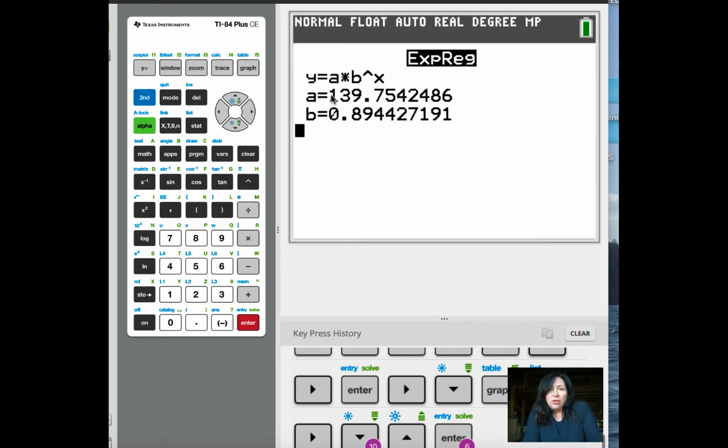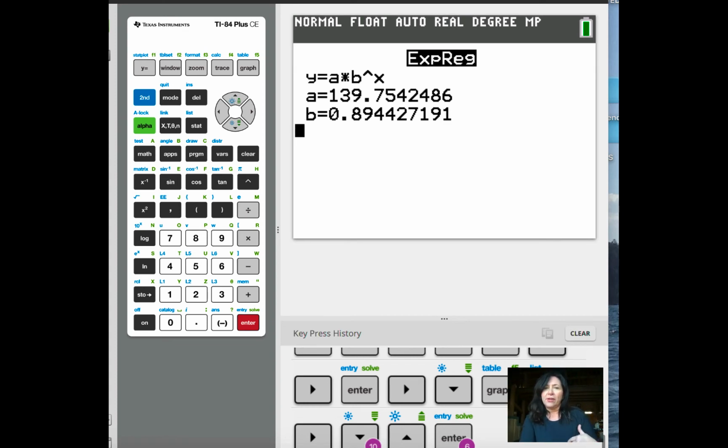And there we go. Look, you've got the A is equal to 139, which is what we had in the previous, when we did it by hand. And then the B is equal to 0.89, which is also what we had. And so that's using the TI-83. So that's how you would do that.